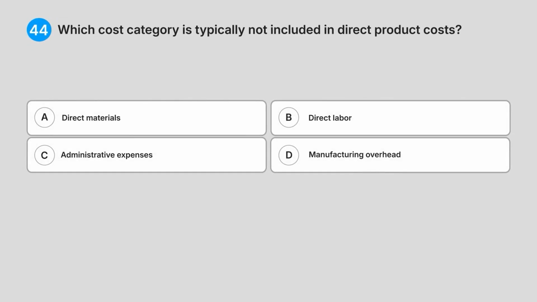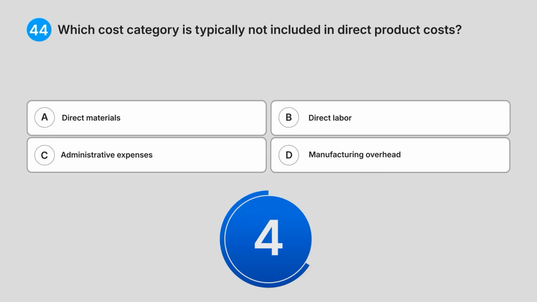(44) Which cost category is typically not included in direct product costs? A. Direct materials. B. Direct labour. C. Administrative expenses. D. Manufacturing overhead. Do you know the answer?